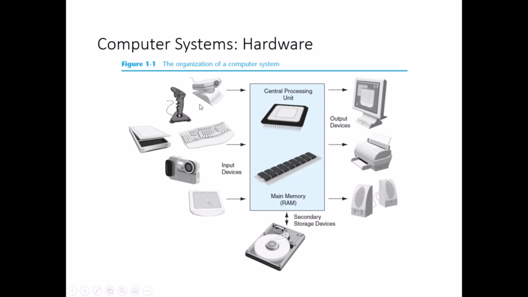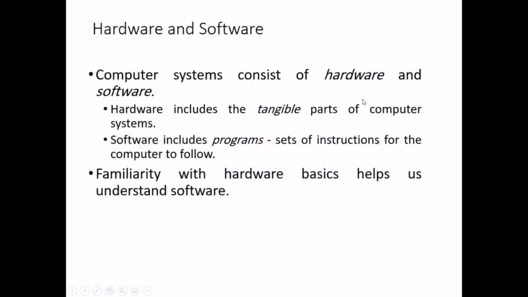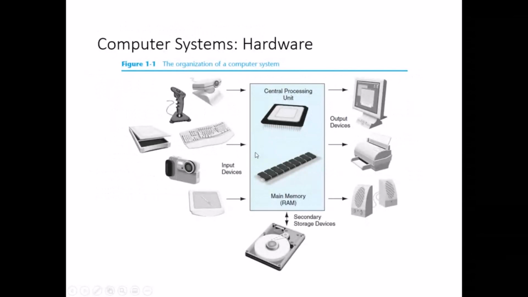Now, any device that gives information to the computer is considered an input device, and any device that receives data from the computer is an output device. For example, the screen. The computer shows the data on the screen, so the screen is output. And for example, the keyboard. When you press on the keyboard, the data goes to the computer, so it is input. The camera puts pictures on the computer, so it is input. So we have input devices and we have output devices.